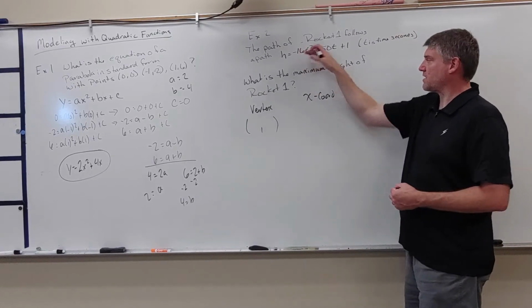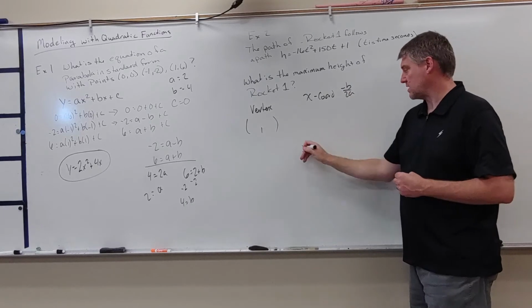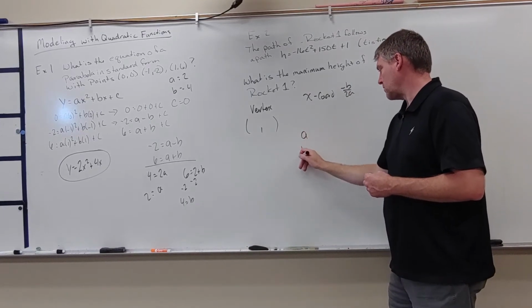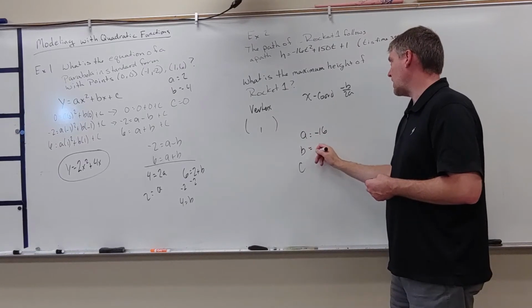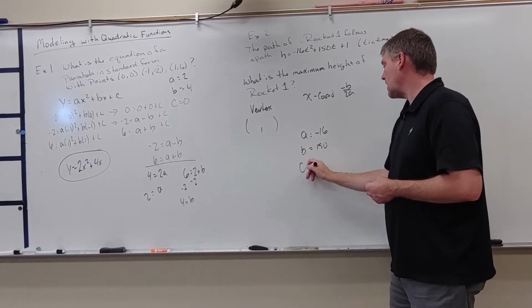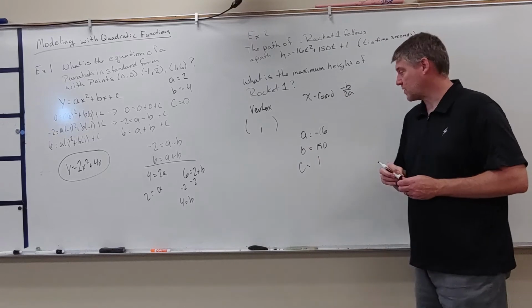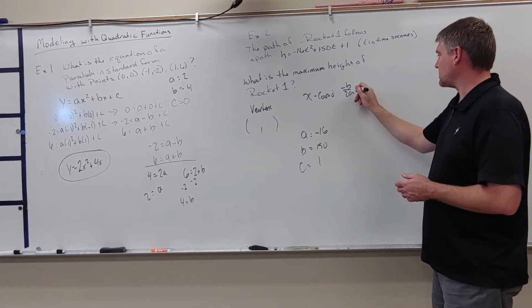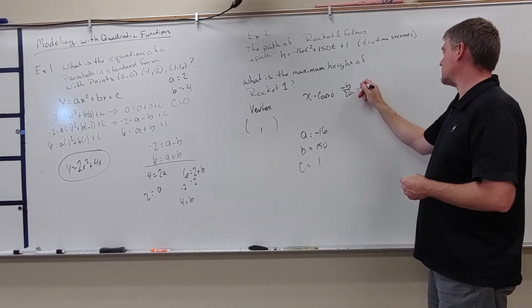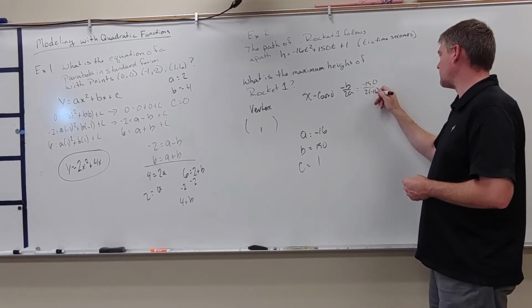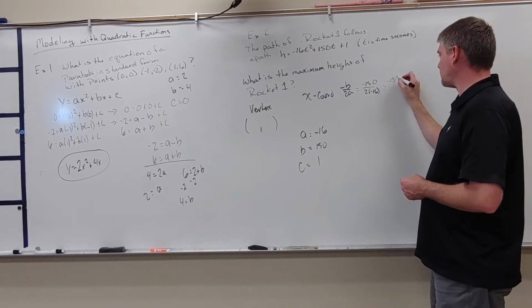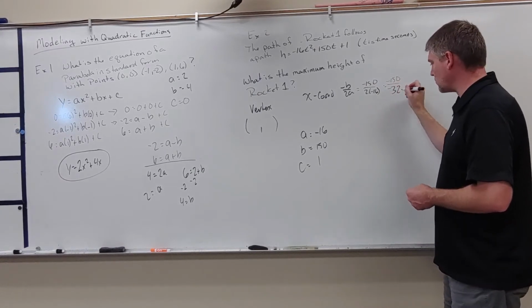Well, I probably need to write down a, b, and c. So I'm going to do that here. A, b, c. A is negative 16, B is 150, and C is 1. Okay? So now I'm going to plug this in here. So negative B is negative 150 over 2 times negative 16. So that gives me negative 150 over negative 32.